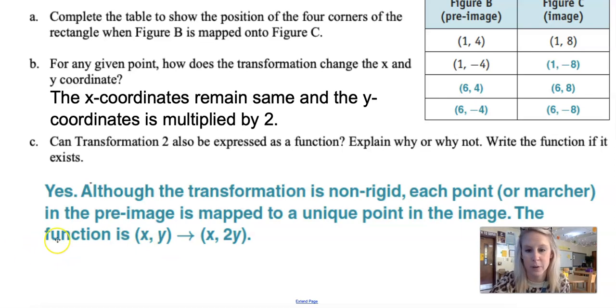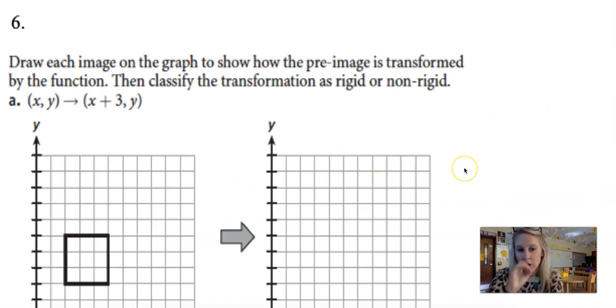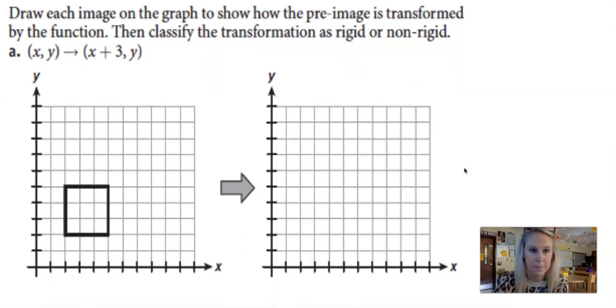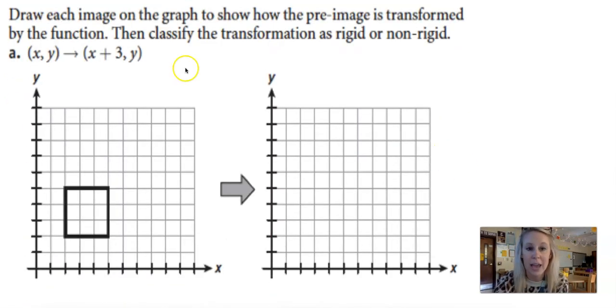All right, let me know if you have any questions. Otherwise, we're going to move on to a last example problem. So it says, draw each image on the graph and show how the pre-image is transformed by the function, then classify the transformation as rigid or non-rigid. Okay, so I want you guys to try A and B. What may help you get started is to write the coordinate points for each image.